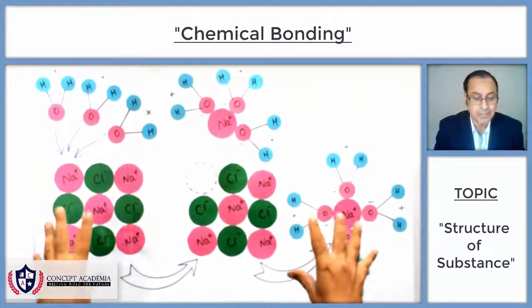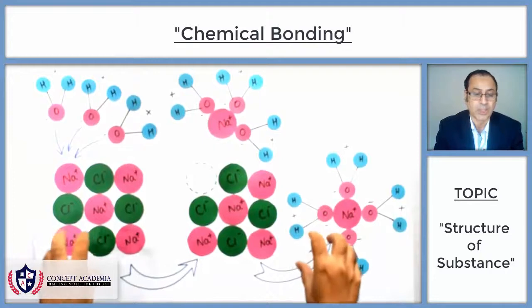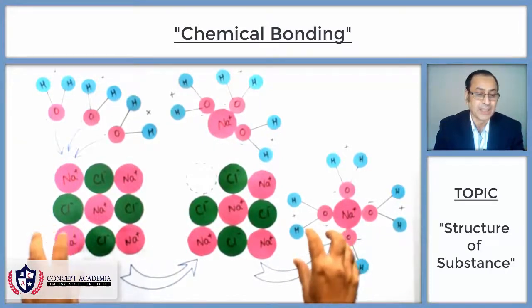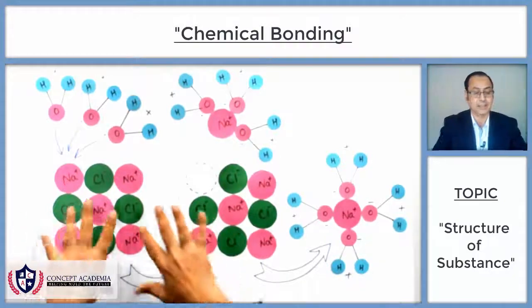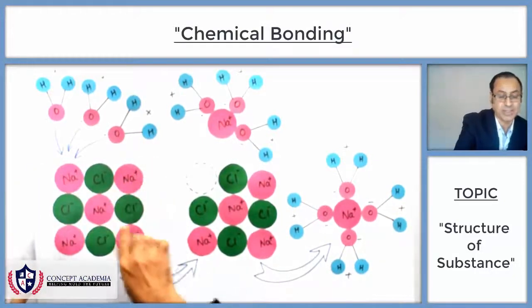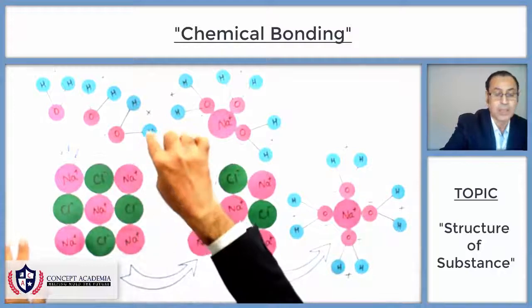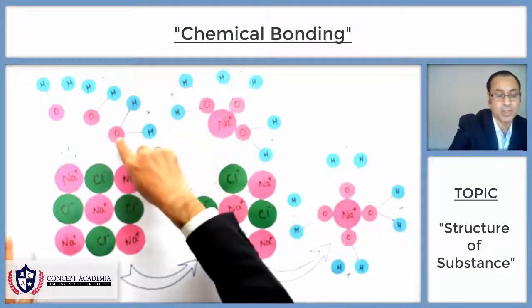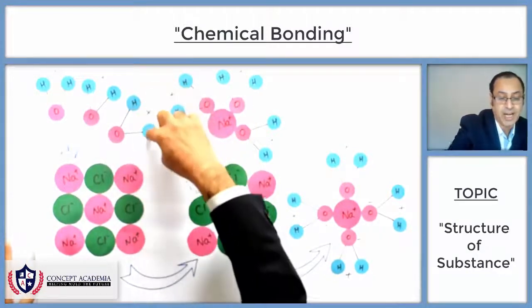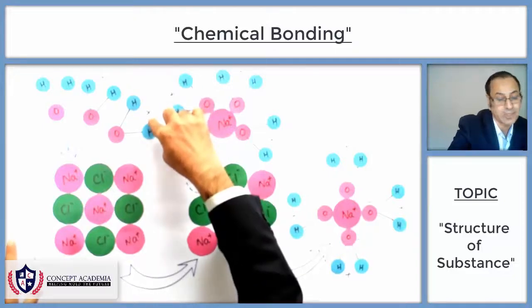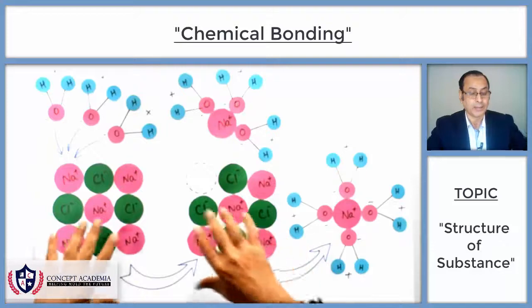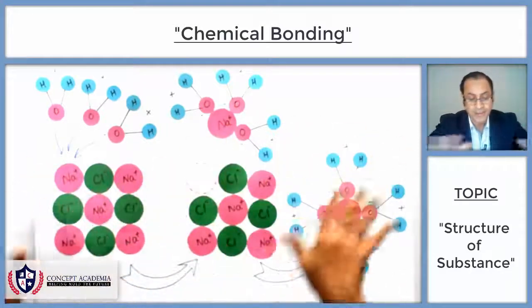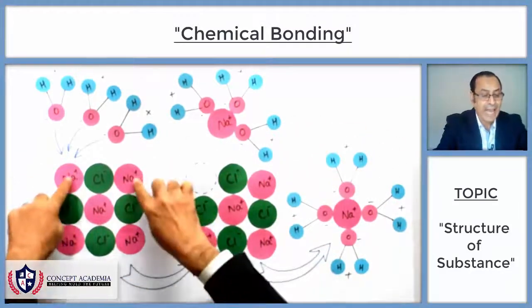When an ionic compound is dissolved in water, ionic compounds are soluble in water. The reason is that the ionic compounds have positive and negative ions, and water is also having a charge on it, in which oxygen is negatively charged and hydrogens are slightly positively charged.